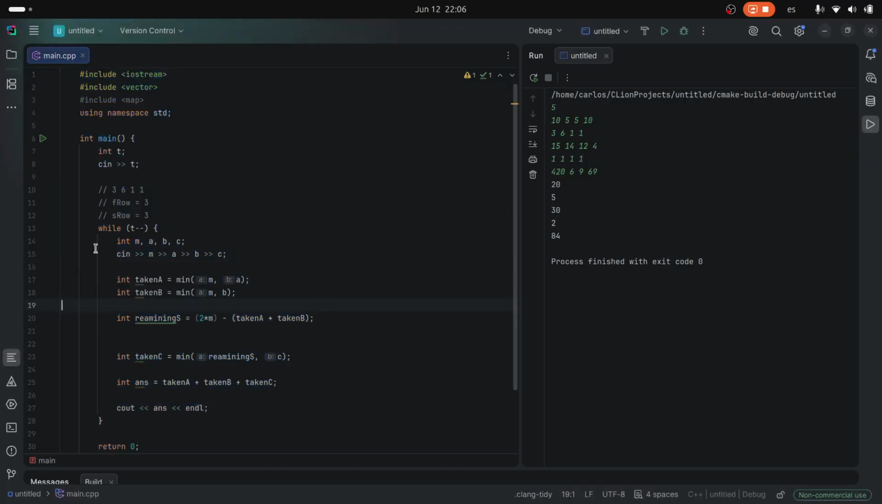About the time complexity of this: for each test case, the time complexity would literally be O(1), because we are always performing the same set of operations. As you can see, there are no loops involved in this case. So hope that helps, and that's it.